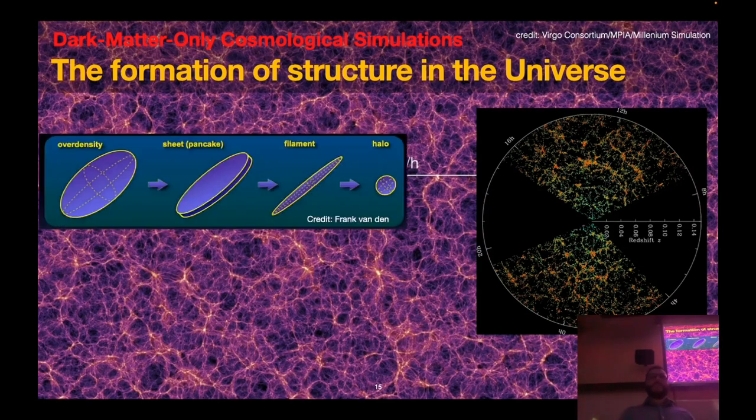And so when you think about how gravity works, if you have something that starts out a little bit less than spherical, you'll get collapse in different directions at different rates. So you'll first collapse in one direction and go from something that's maybe roughly spherical to something like a pancake. And then that pancake will collapse in another direction to form a filament. And then that filament will finally collapse into the third direction to form a dark matter halo.